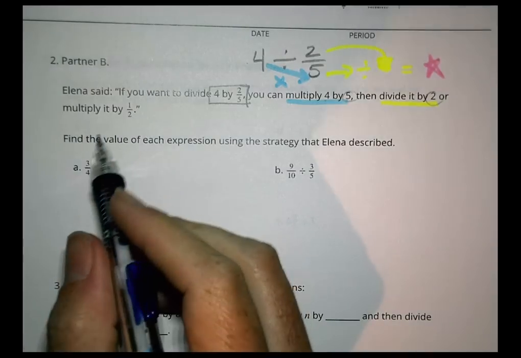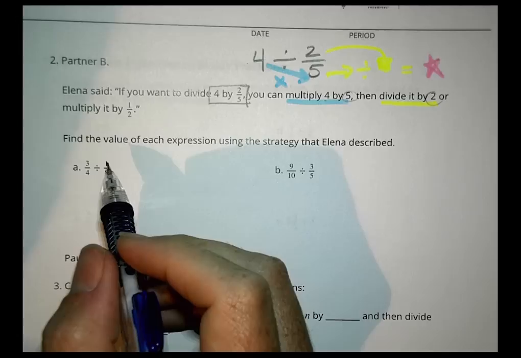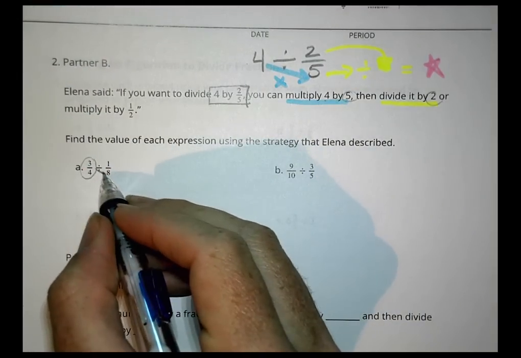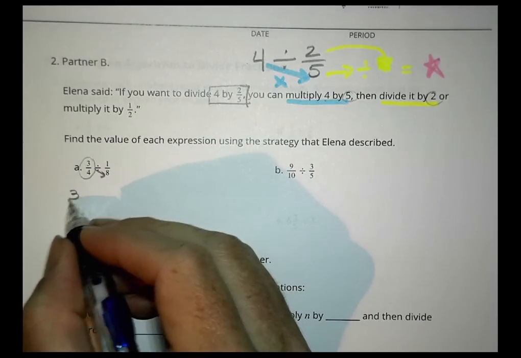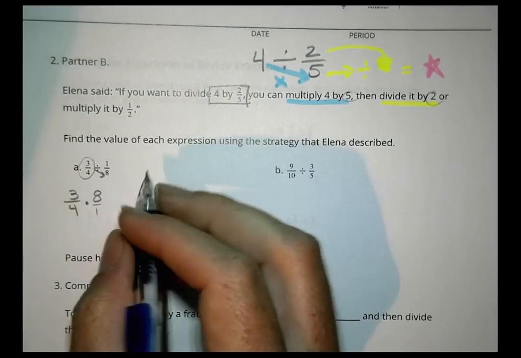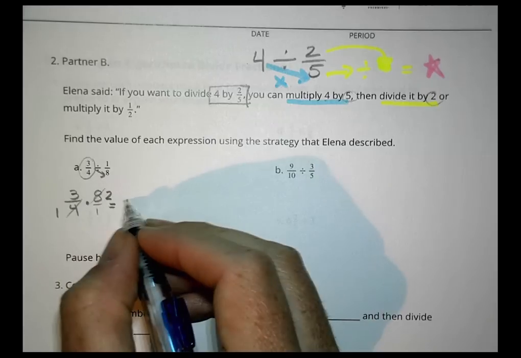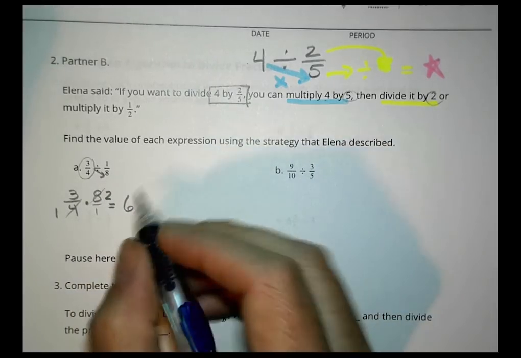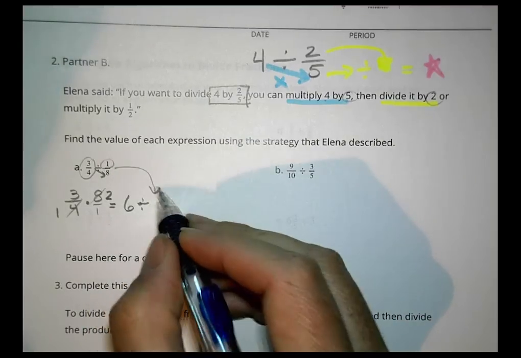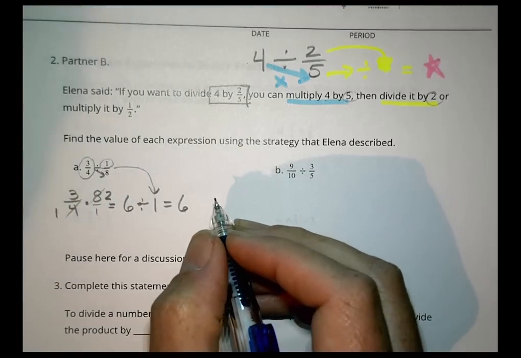So let's take a look and see how this works here. Find the value of each expression using what she did there. All right, so the first thing we're going to do is take 3/4 and multiply it by the denominator. So 3/4 times 8. Or 8 over 1 if you want to think of it that way. This can reduce. 4 goes in there once, 4 goes in there twice. So now I have 6 so far. And now I need to divide it by the numerator. The numerator is 1, so we're going to divide that by 1. And 6 divided by 1 is 6. Okay? Let's try the next one.